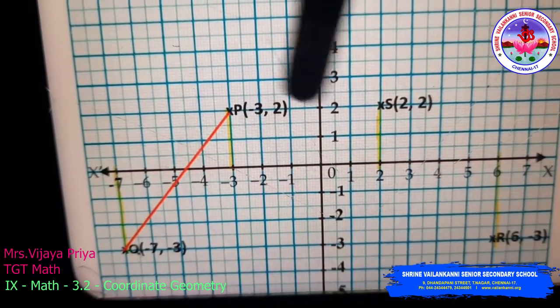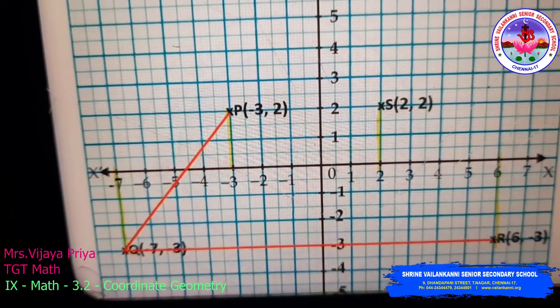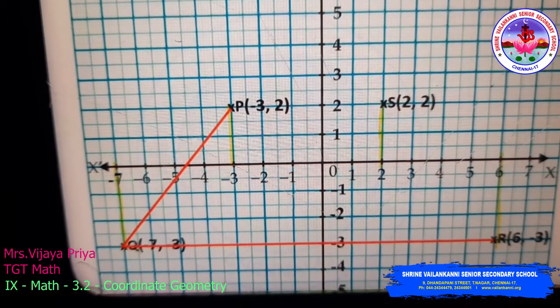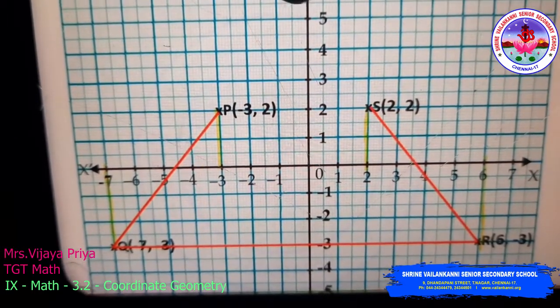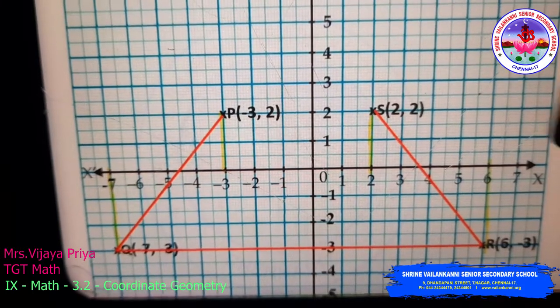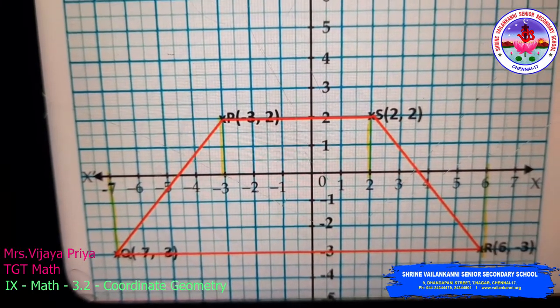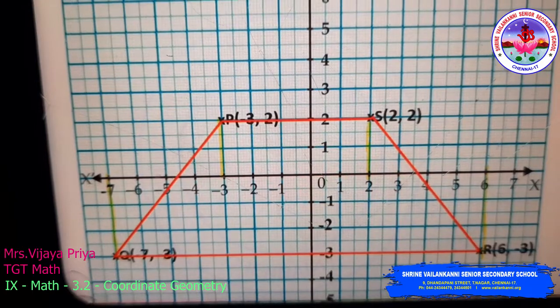Now I am going to join the figure here, PQRS. So when I join PQRS, I get the figure of a trapezium. Thus the trapezium figure is obtained.